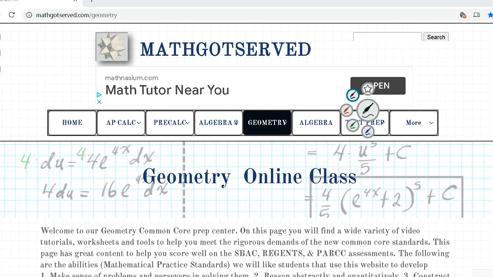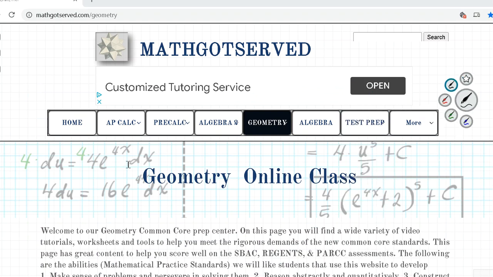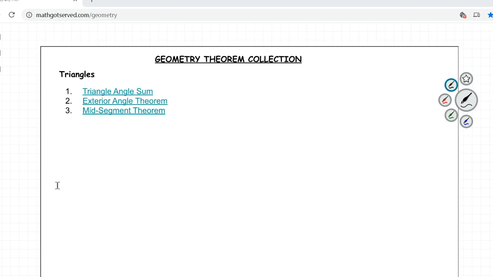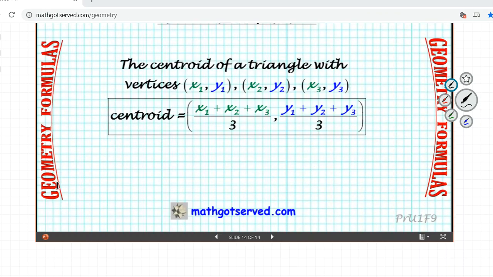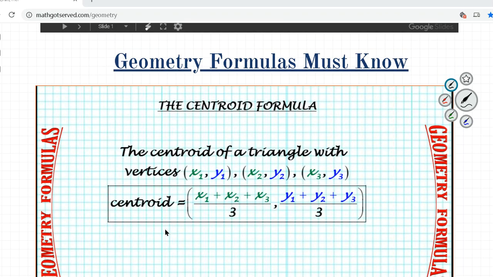To get us started, we're going to take a look at the formula that's going to be guiding our problem solving process. So this is our page, mathgotserved.com/geometry. We're going to scroll down to the must know geometry formulas. Formula number 14 of our must know geometry formulas is the formula that we are working with today, which is the centroid formula.